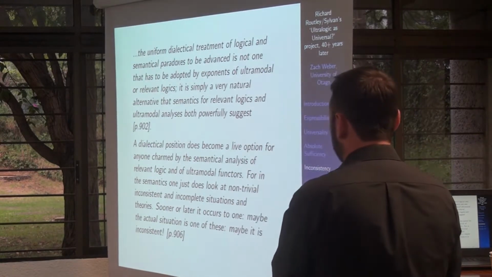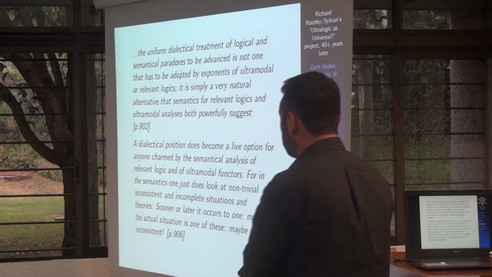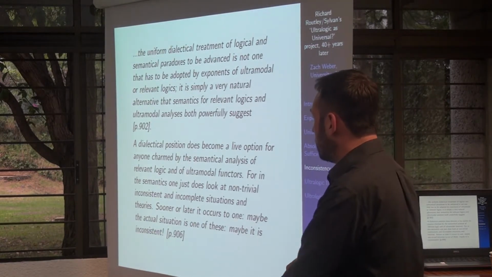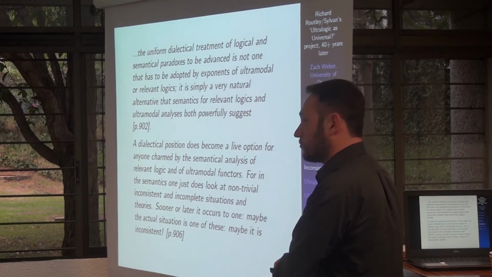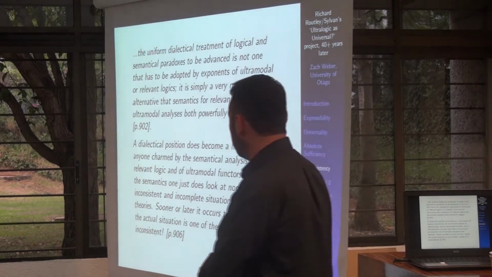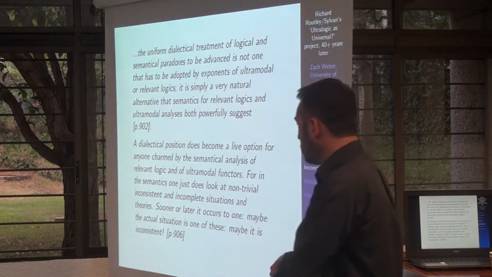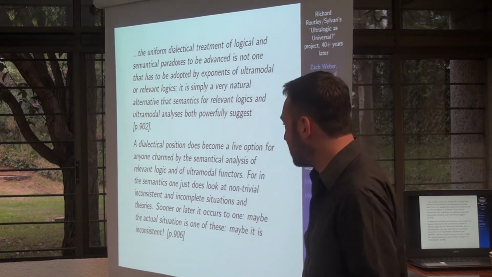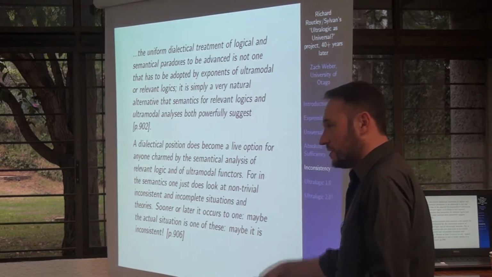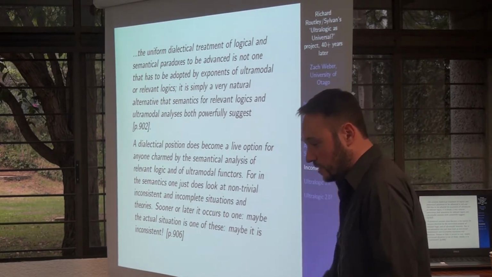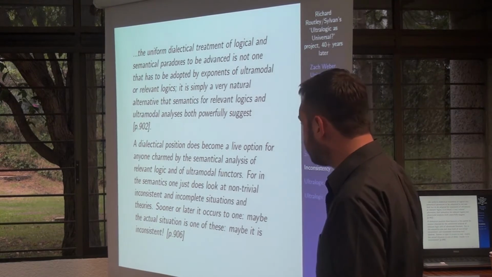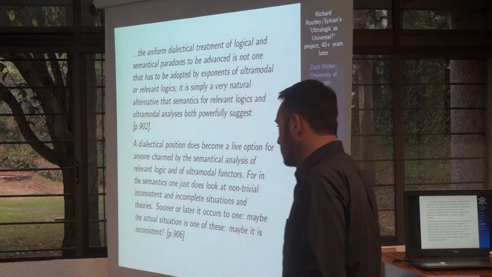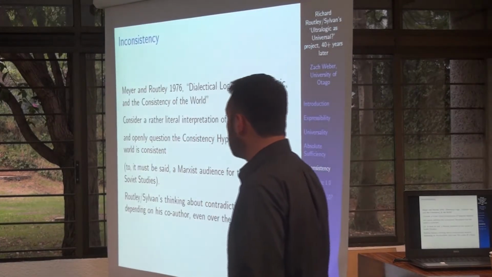The uniform dialectical treatment of the logical and semantical paradoxes to be advanced is not one that you have to adopt if you like relevant logic. It's just a very natural alternative that suggests itself. And it does become a live option for anyone charmed by the semantical analyses of relevant logic. So again, it's this: look, we already have the machinery. Let's see what else we can do. So sooner or later it occurs to you, maybe the actual world is an inconsistent world. It has occurred to me.